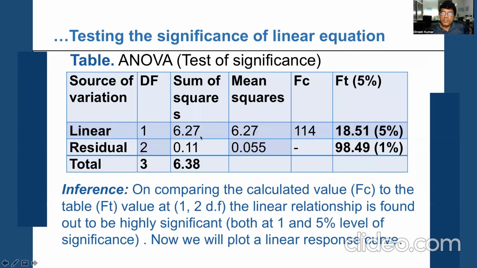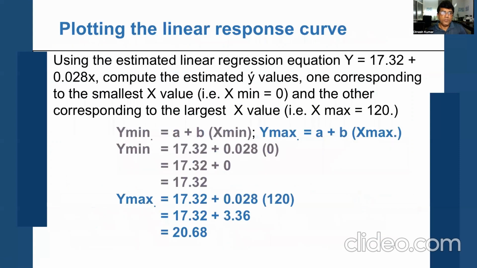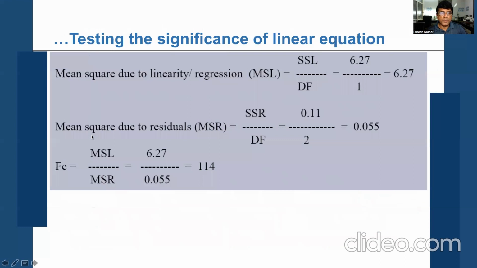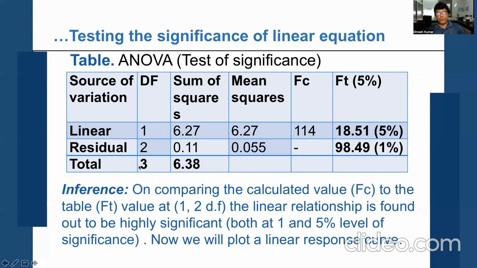So here I can summarize all these calculations in the form of a table. The source of variation is linear, or you can call it regression. Its degree of freedom is always 1 in a linear equation, and total is 3 because you have 4 pairs of observation: 1, 2, 3, 4. So total degree of freedom is n minus 1, 4 minus 1, it is 3. And 3 minus 1 gives you 2 residual degrees of freedom.